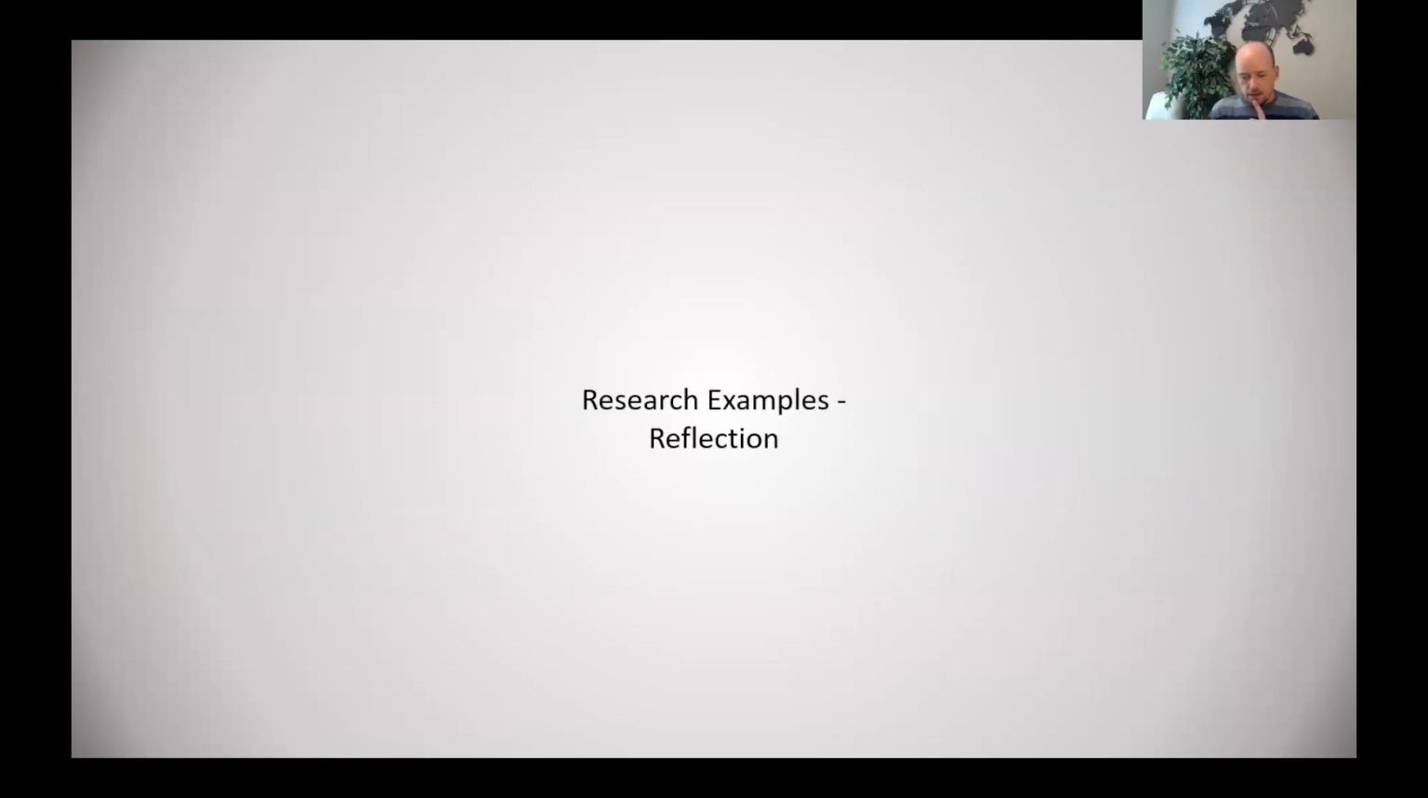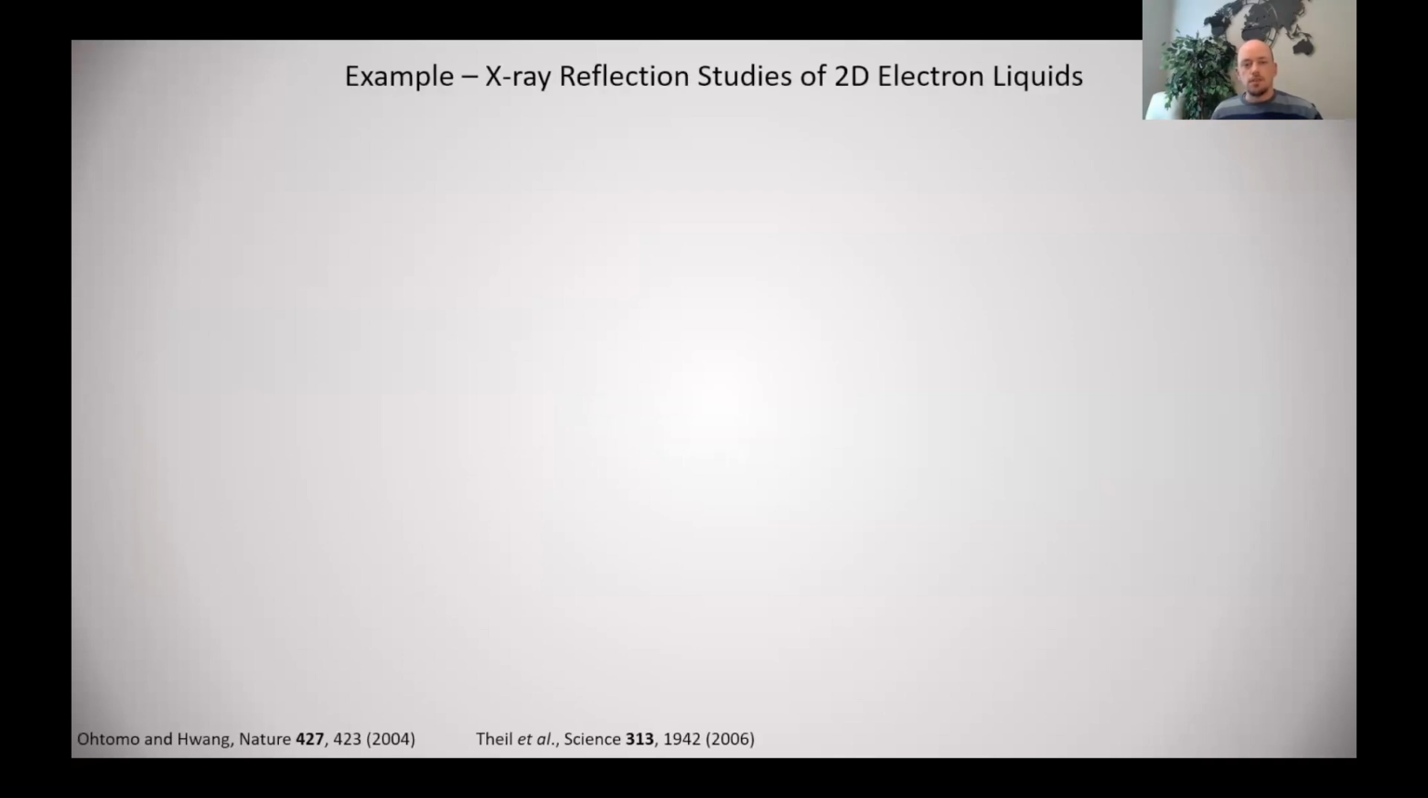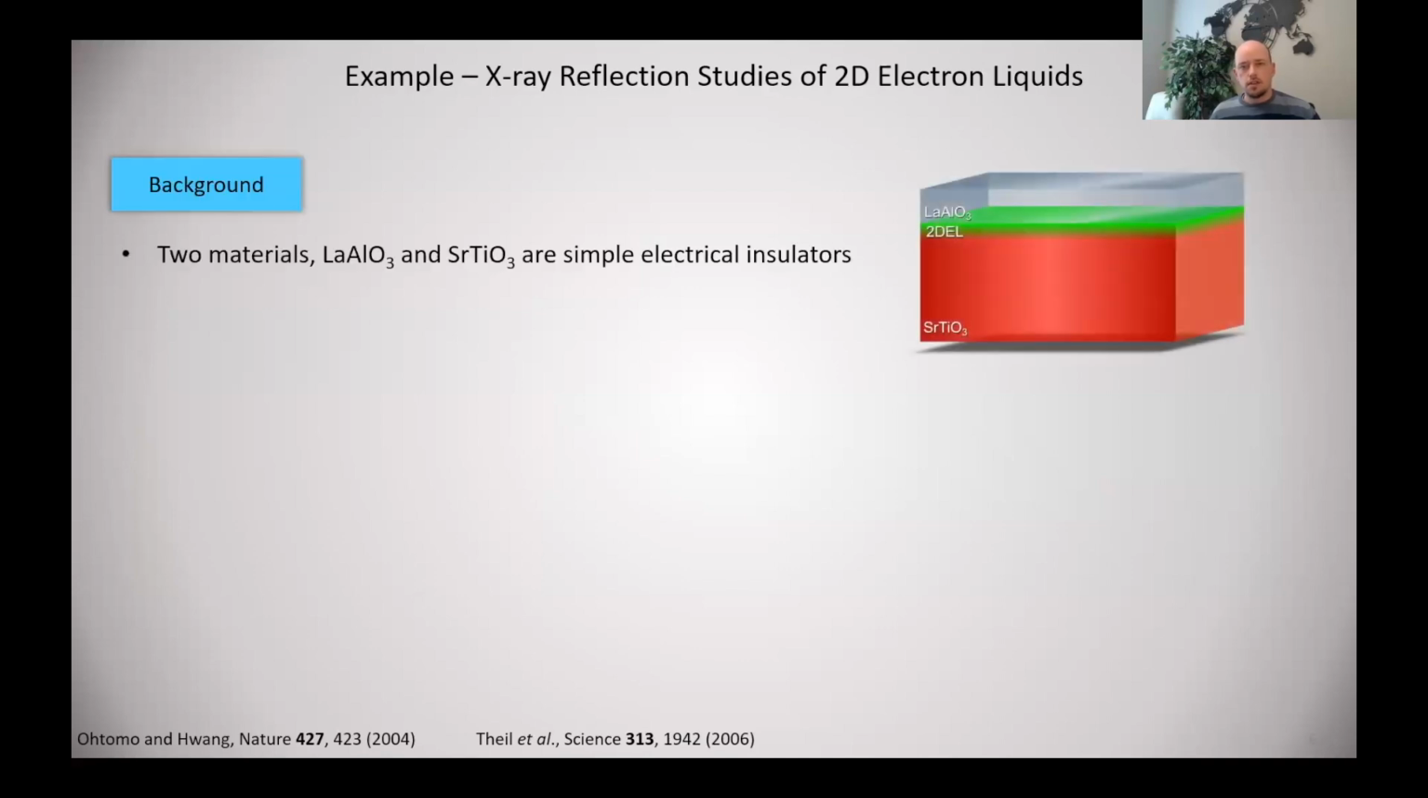Let me jump into another example here where now we're using the reflection of X-rays to study something going on in an advanced material. In this case, we're looking at something called a two-dimensional electron liquid. A little bit of background information: we have these two ceramic type of materials, lanthanum aluminum oxide (LaAlO3) and strontium titanium oxide (SrTiO3). You can think of them like ceramics. They're electrical insulators. There's not a lot interesting going on with these materials.